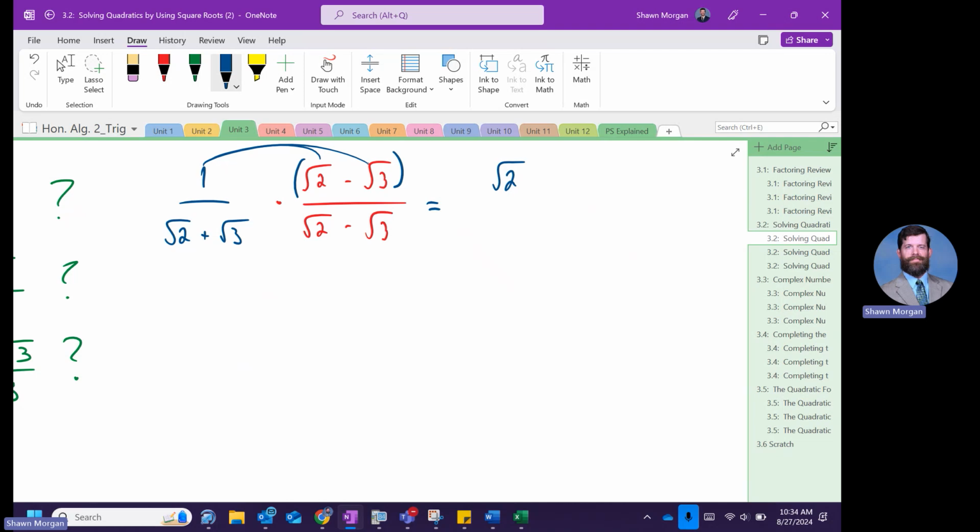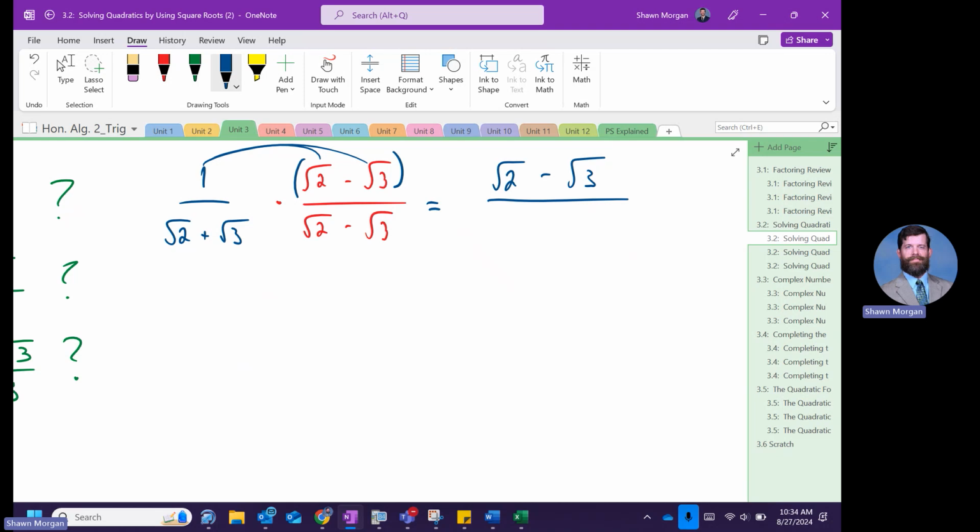We're just multiplying by 1, so it doesn't really change. How about we just rewrite the numerator? All right, 1 times. Make sure you understand. So we just got 1 times this binomial.